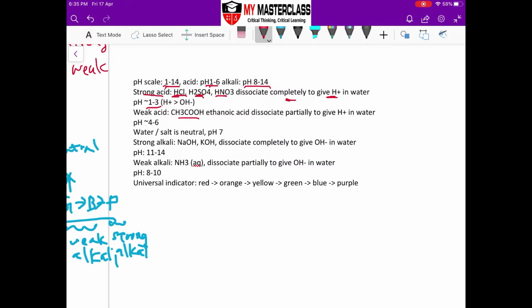Weak acid is your ethanoic acid. The pH is 4 to 6. It dissociates partially to give hydrogen ions in water. So water or salt is neutral, pH 7.